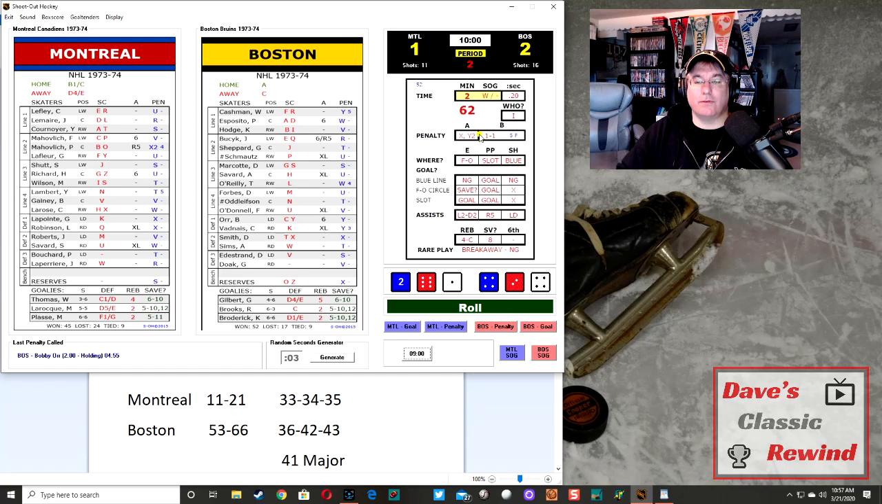61, chance for Boston. Who's going to take the shot? It is K. K is Vadnais again. Okay. So Vadnais gets another chance. Did Vadnais get the last shot? Did I mess that up? I'm not sure if I messed up that last shot. That's weird that Vadnais would get 2 shots in a row. But anyway.